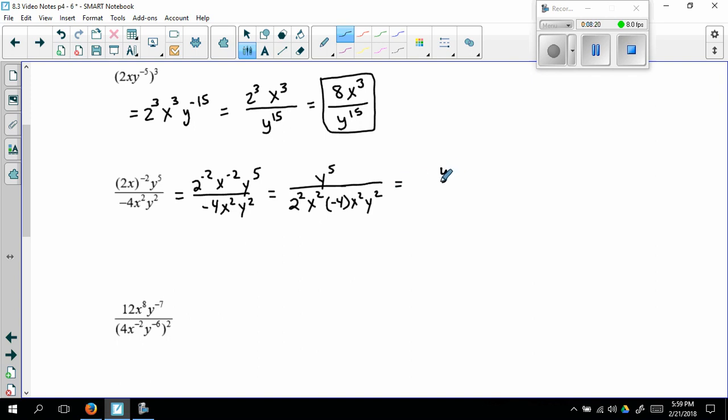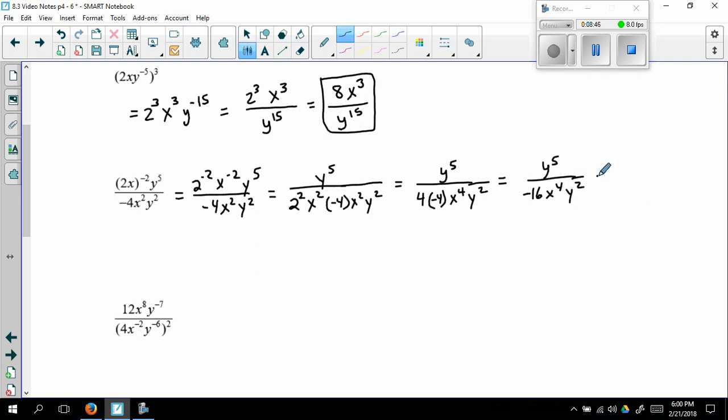Now I can do some simplifying. I know that 2 squared is 4. I also have this negative 4 I'm going to have to multiply. I have x squared and x squared, so that's x to the 4th, and I have y squared. Now I have y to the 5th. 4 times negative 4 is negative 16, x to the 4th, y squared.